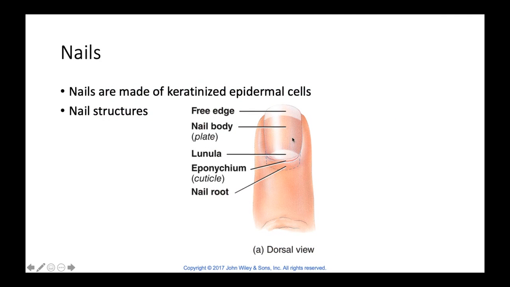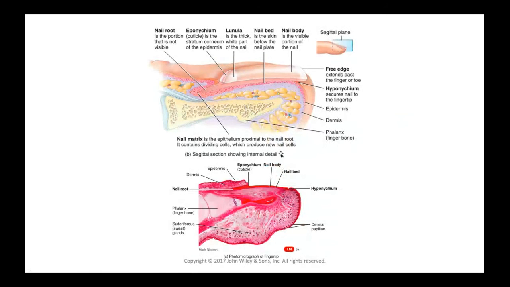And to finish up, now we're looking at the nail. Here is the free edge. That's what you can cut without any pain. Here's the nail body. It's typically a little bit pinkish because of the hemoglobin, the red color underneath. Here's the lunula, the eponychium. This can get infected. And then here's the nail root. And just adjacent to the nail root would be the nail matrix.